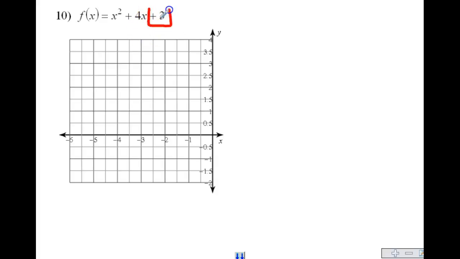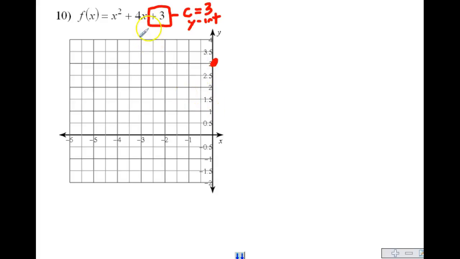Remember that this right here is the y-intercept. So c equals 3, which is the y-intercept. So right away, if it's given to you in standard form, you already know that, okay, y-intercept is 3.